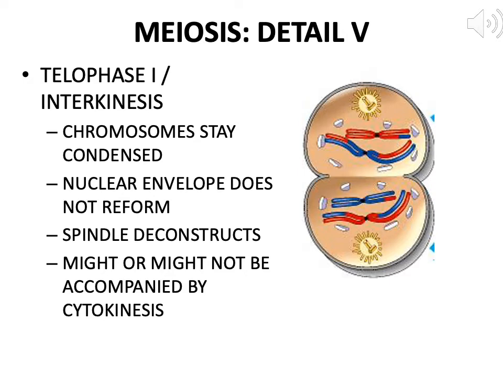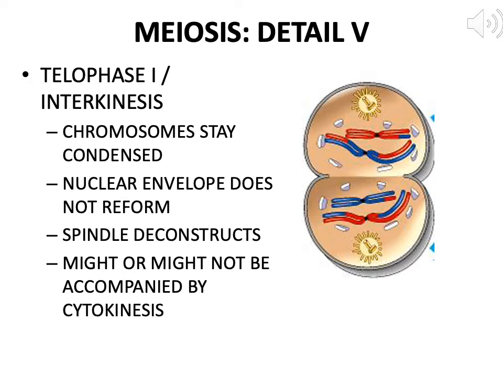So there's really no point in decondensing the chromosomes. So I see here the chromosomes stay condensed. I don't need nuclear envelopes to get in the way, so the nuclear envelope does not reform. Now, the spindle will deconstruct, but the only reason the spindle deconstructs is I need to put it back together again to accomplish the next division process. And I'll have to reconstruct it in a different orientation than previously.